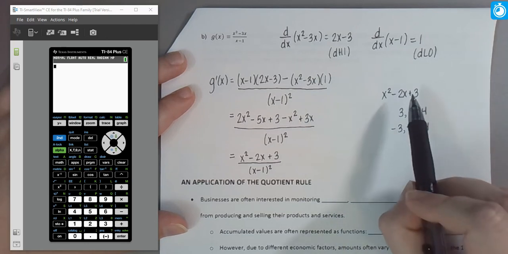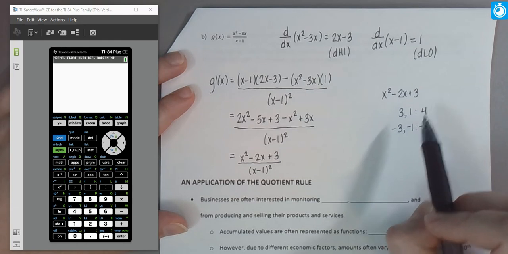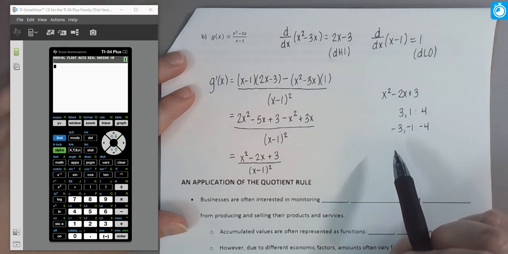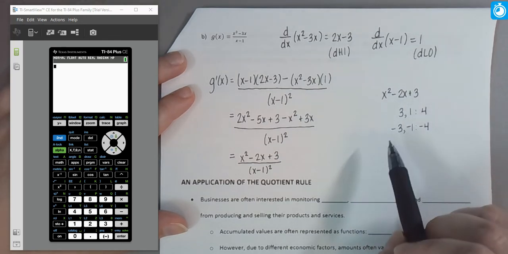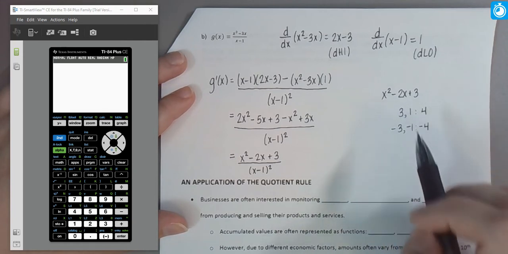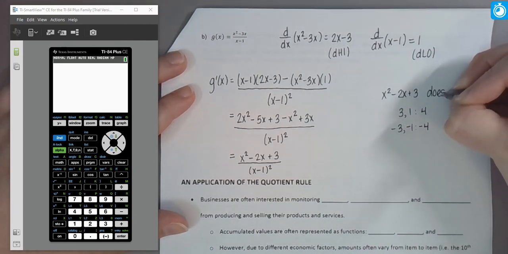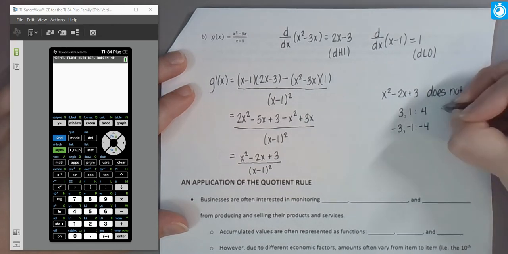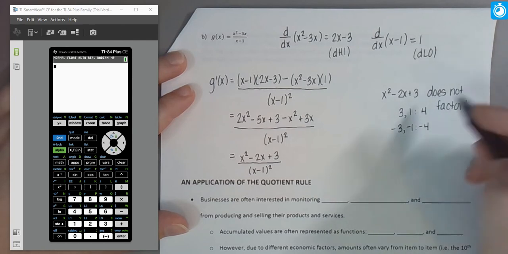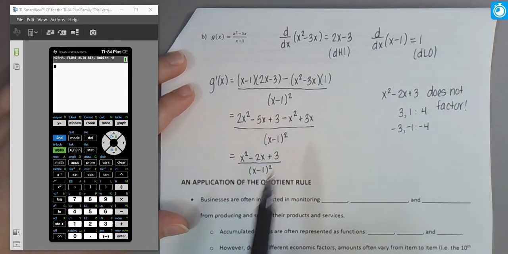So because none of the factorizations of 3 would result in an addition that adds up to negative 2, that's our indication that this does not factor. This trinomial does not factor. Which means that there will not be anything to cancel with one of our x minus 1's in the denominator. So there's nothing we can do. That would be as far as we go.